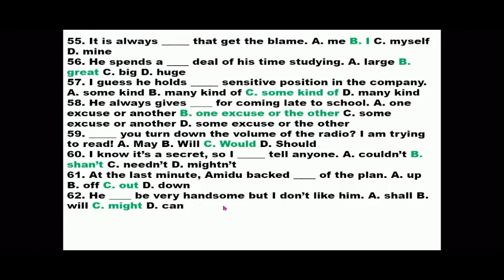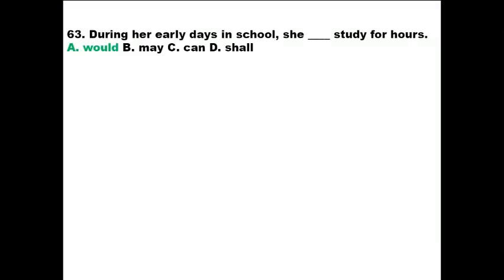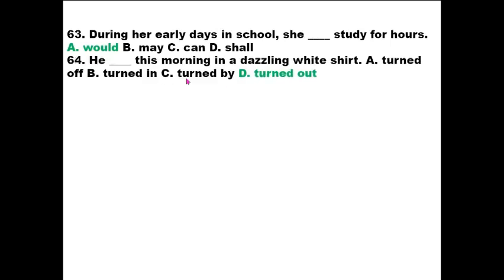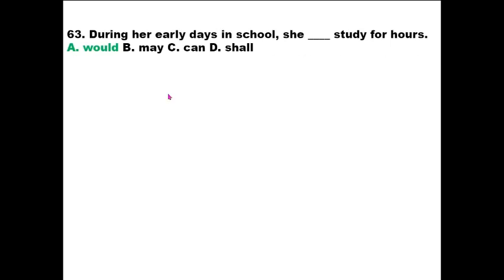62. He dash be very handsome, but I don't like him. That brings us to question number 63. During her early days at school, she dash studied for hours. And when we look at the options, option A is correct. She would study for hours, because would as a modal auxiliary verb is used in expressing a habitual action in the past. She would study for hours. During her early days suggests a past event.